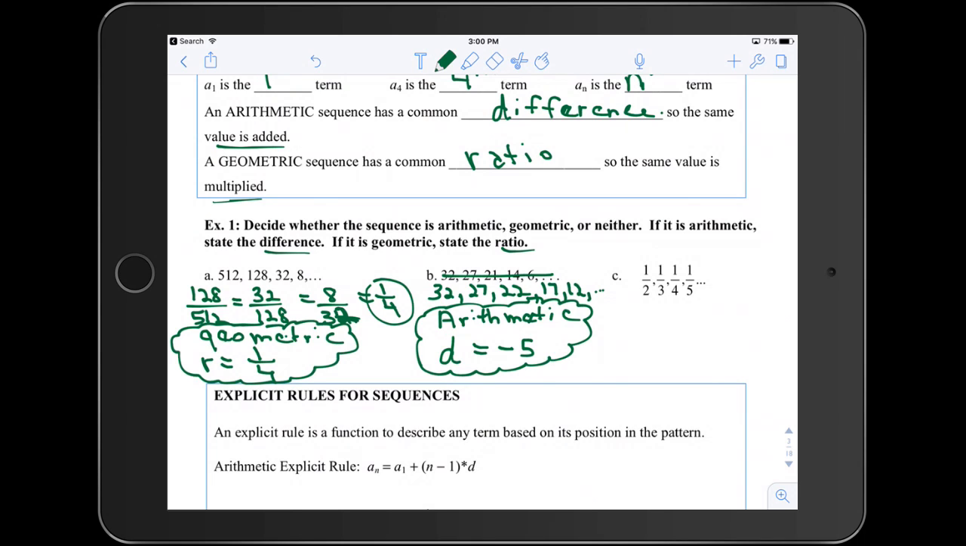Letter C, we have 1/2, 1/3, 1/4, 1/5, and you can look at the denominator and say, you know what, I can see that I'm adding 1 to each one.